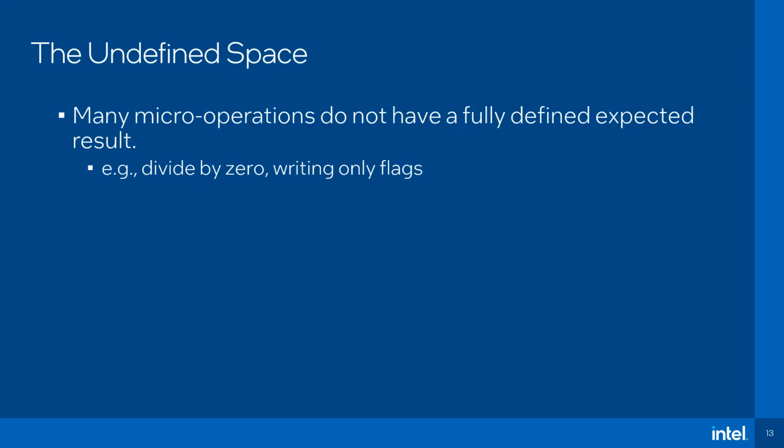In some cases, there is no deterministic value expected to be written. For example, if we get a divide operation and the source data that carries the divisor is 0, there is no meaning to the result. So that can be described as a partially undefined operation, because for certain input values, the result is undefined. Other operations are simply defined to write only the output flags and not data. They are fully undefined, because the data result never matters.